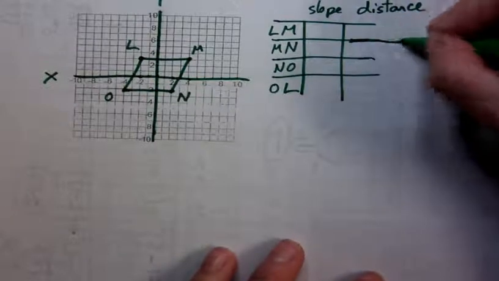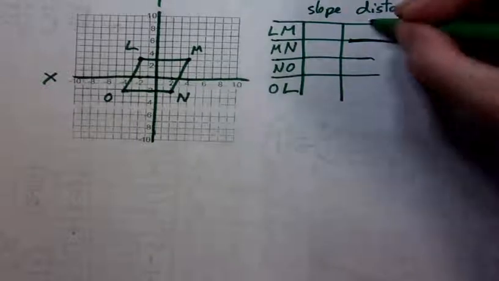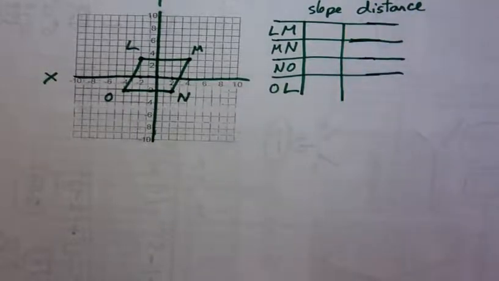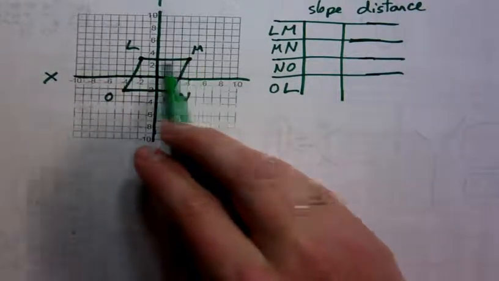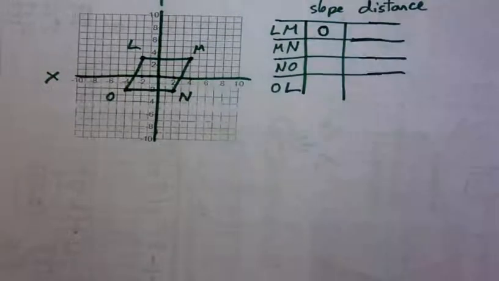So LM, desk 30. Asa, what is the slope of LM? Slope, just like the coordinates. No, just the slope. So rise over run, or 0 or undefined. Oh, it's a 0, right? 0 slope. We got it. Yes, sir.